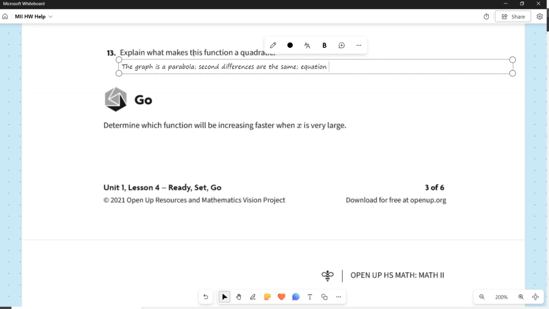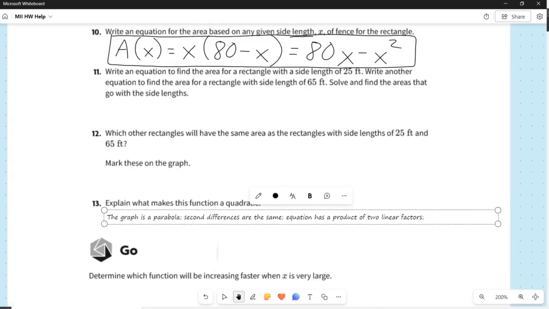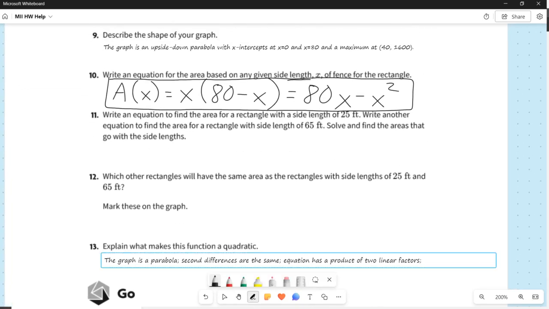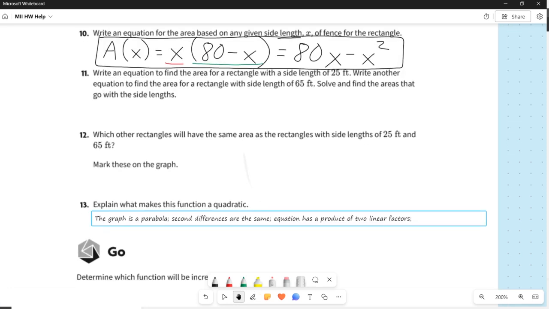The equation has a product of two linear factors. We saw that in question 10, right? In this case, we have one linear factor, which is x, and we have another linear factor, which is 80 minus x, and we are multiplying those two things together. That tells us that our result is going to be a quadratic.